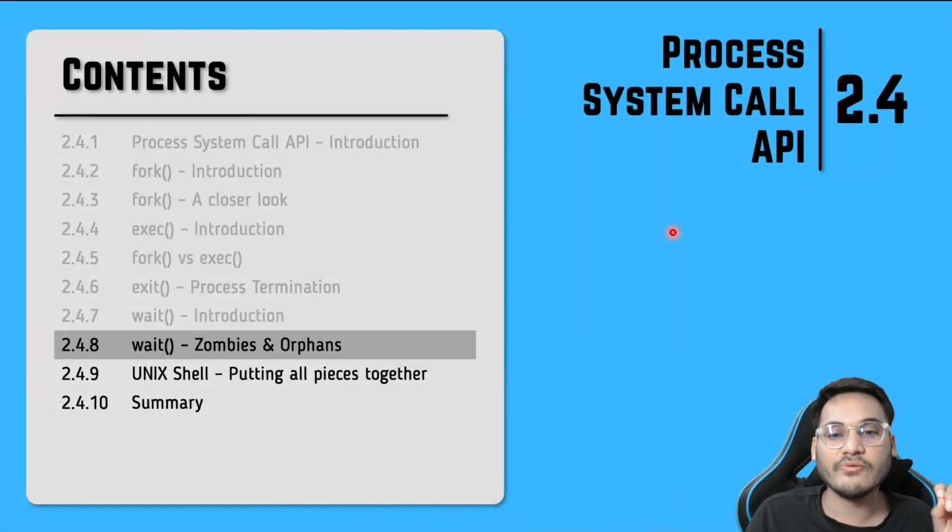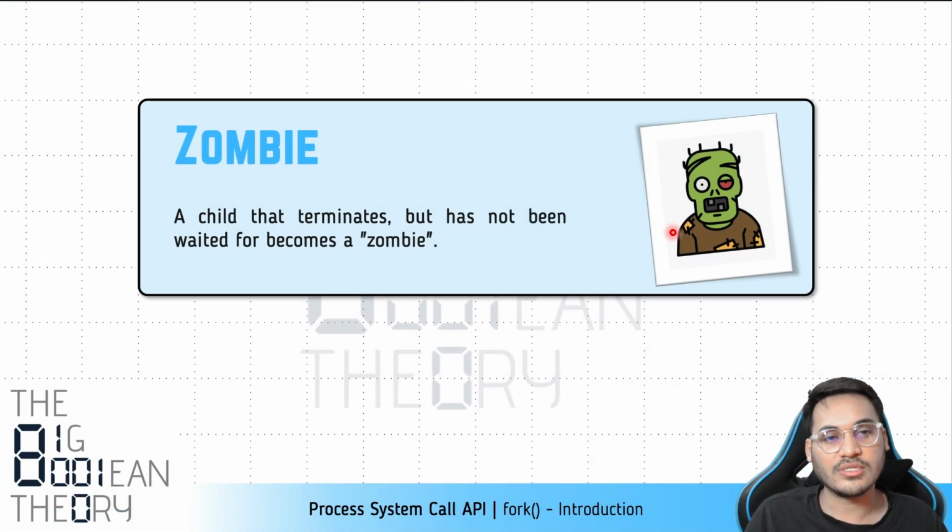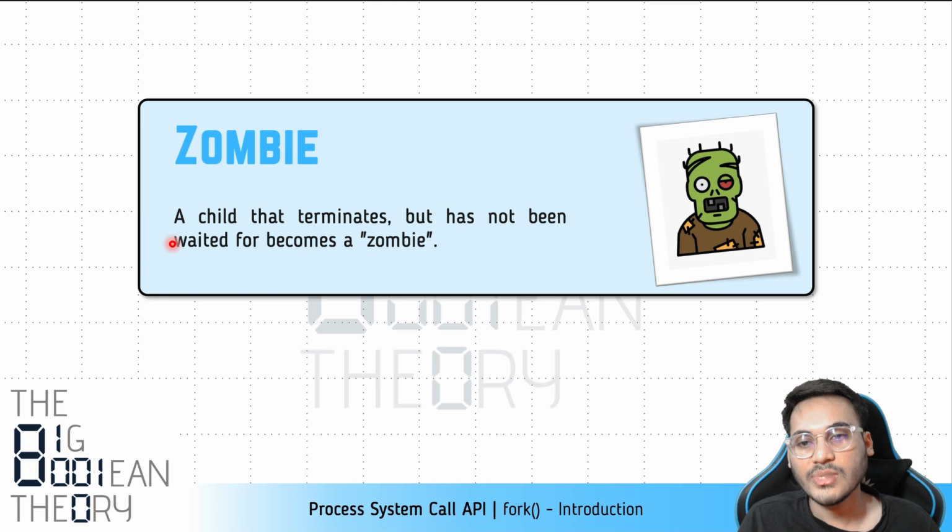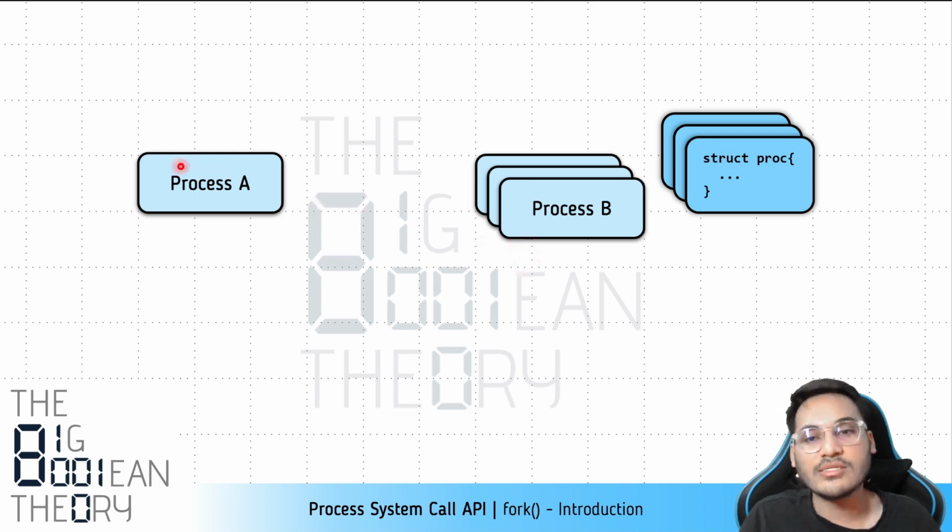So this was about the wait system call. And then there is the important concept that we discussed, that is of zombie processes and orphan processes. So what is a zombie process? A child that has terminated but has not been waited for becomes a zombie process, right? For example, let's say we have a process A and it creates some children processes. These are the process control blocks of these children processes.